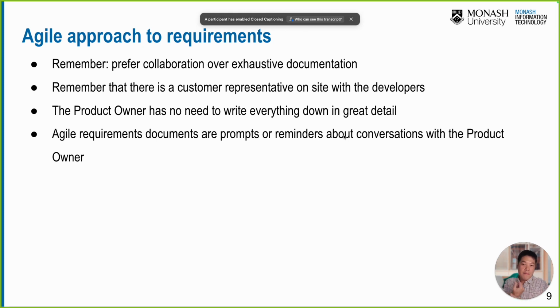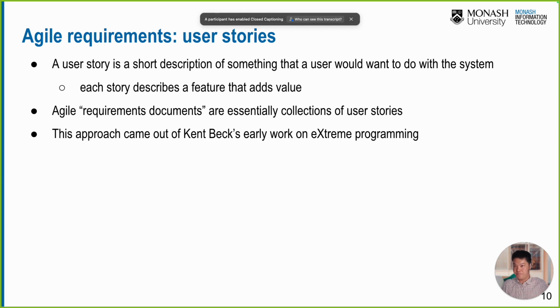Yeah, and remember that there is a customer representative on the side of the developers as well. The product owner has no need to write everything down in great detail. Because agile is agile, we do not focus on heavy or exhaustive documentation. We only write just enough information on the requirement. Agile requirement documents are prompts or reminders about conversation with the product owner. Okay, and in the agile software development process, we often capture the requirement as a user story.